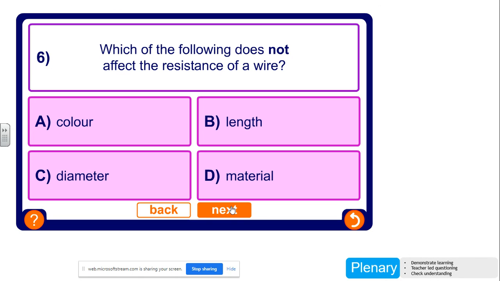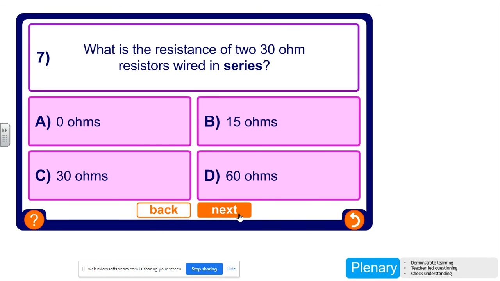I can't hear you shouting the answer. The colour of the wire doesn't affect it. Okay, next one. Two 30 ohm resistors in series. We add them up, so that must be 60. Think about this one. If we had two 20 ohm resistors in parallel, what's your answer going to be? Can't be that one. Can't be that one. It's not going to be 0. It must be 10, because they add up to be less than the sum of the resistors.